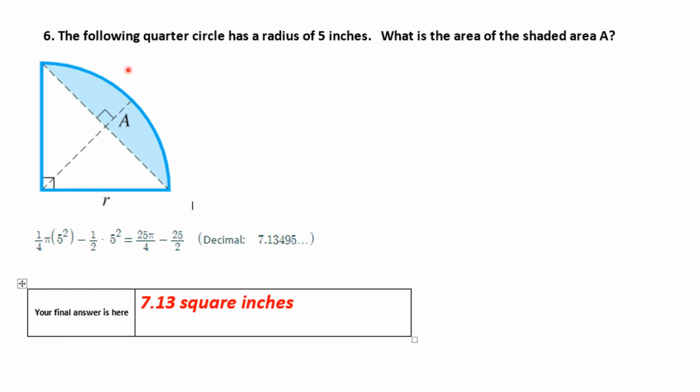Number 6, you have the following quarter circle has a radius of 5, so that means this is 5 and this is 5. This is a quarter of the circle. What's the area of the shaded region A? So that's the area right there.